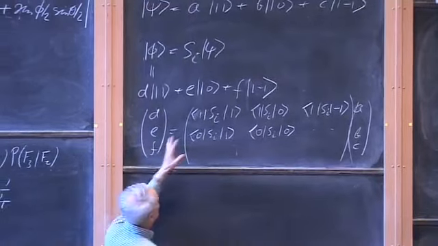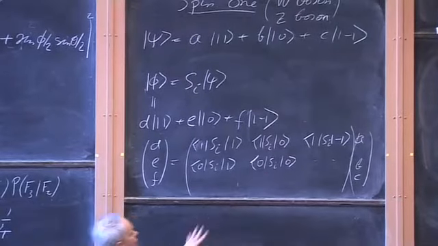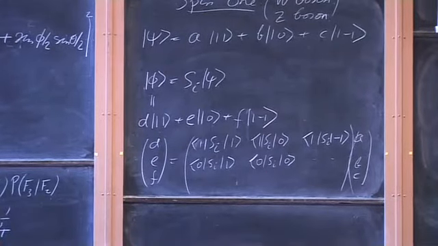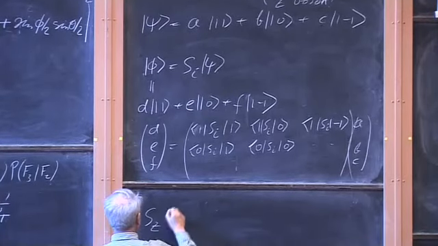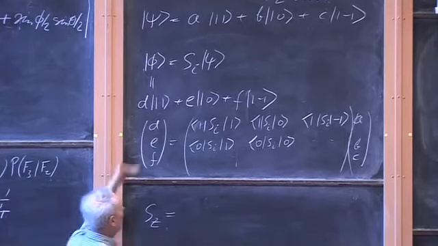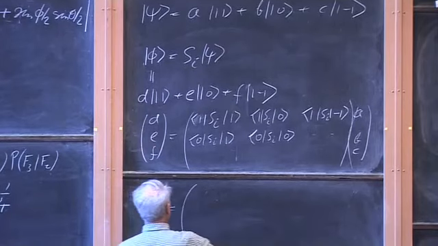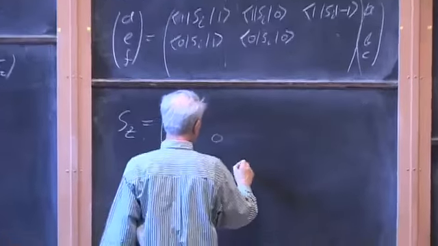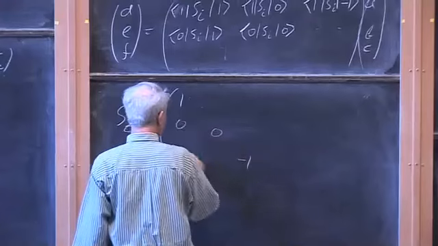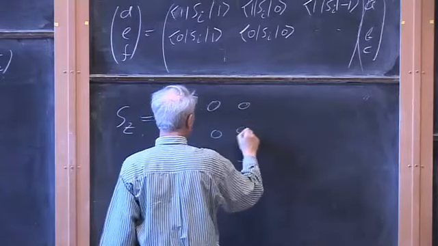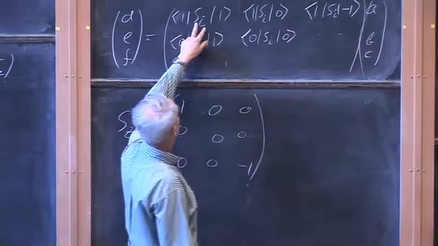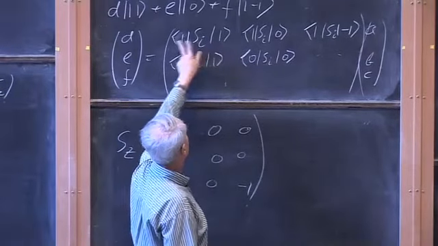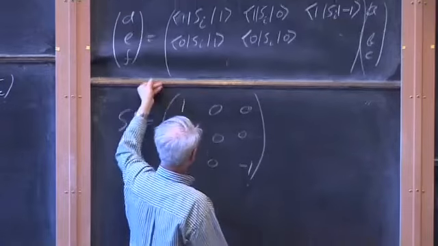We'll have 3 matrices, 1 for Sx, 1 for Sy, and 1 for Sz. Sz will be the easy one to do. Sz will be the matrix of its eigenvalues down the diagonal, so that'll be 1, 0, minus 1, and 0 everywhere else, which follows immediately from the fact that Sz on this produces 1 times this, etc.